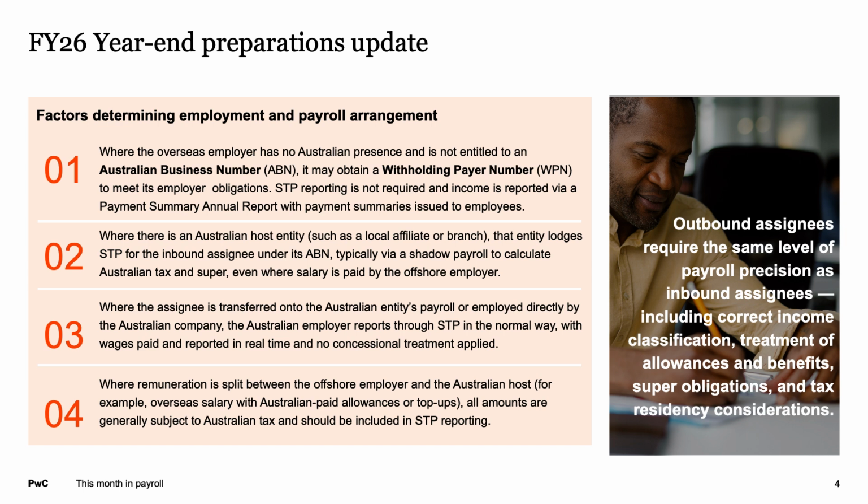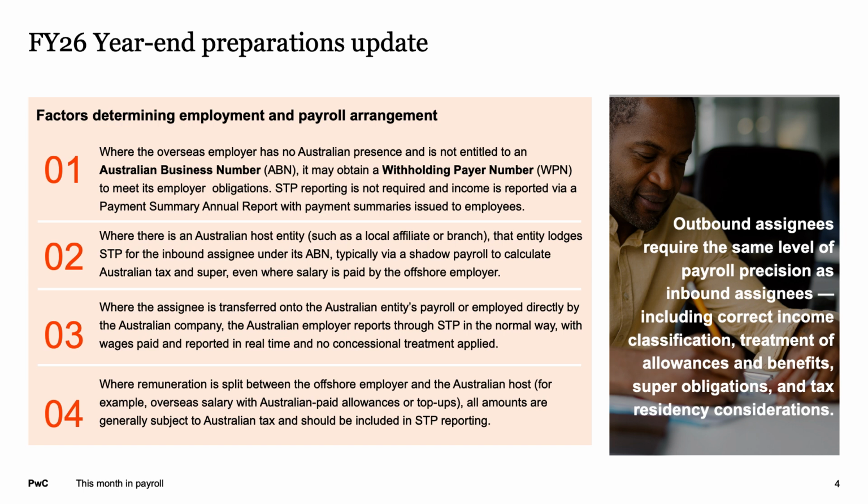If the assignee is transferred to the Australian entity's payroll or hired by the Australian company, then the Australian company as the employer would lodge the single-touch payroll for the employee in a normal way, like a local employee. The wages that are paid are reported in real time through the local payroll, so there is no concessional treatment being used to report the assignee. If the assignee's remuneration is split between home and host, for example, part of the salary is paid overseas and other allowances or top-ups are paid by the host in Australia, then all payments are generally subject to Australian tax and should be reported via single-touch payroll.